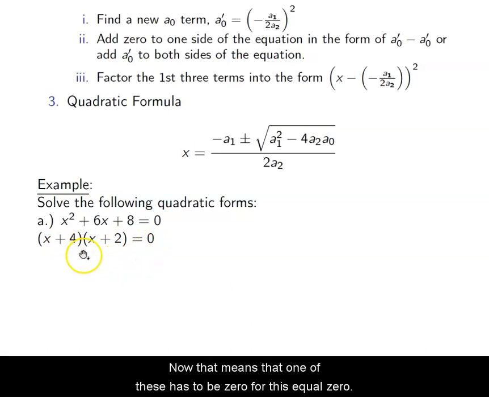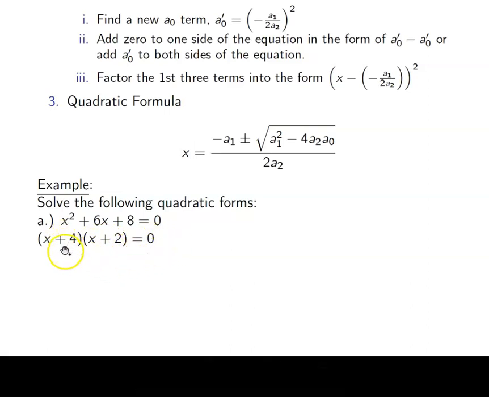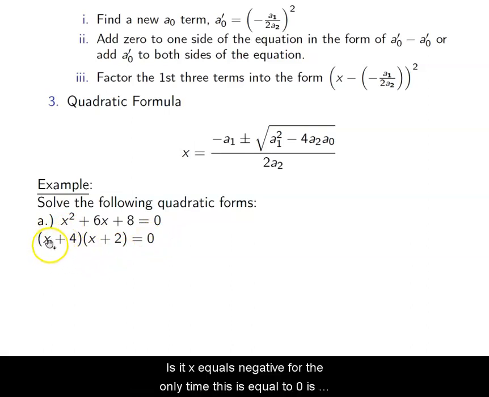Now that means that one of these has to be 0 for this to equal 0, right? The only time this is equal to 0 is if x equals negative 4. The only time this is equal to 0 is if x equals negative 2. So for these ones, it's very simple. You just take the opposite value of what's in here.